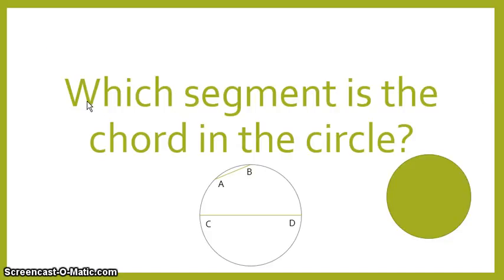Okay. What segment is the chord in the circle here? Now remember, CD is going straight to the middle, so it can't be a chord. That would be the diameter. So we've got to do AB.